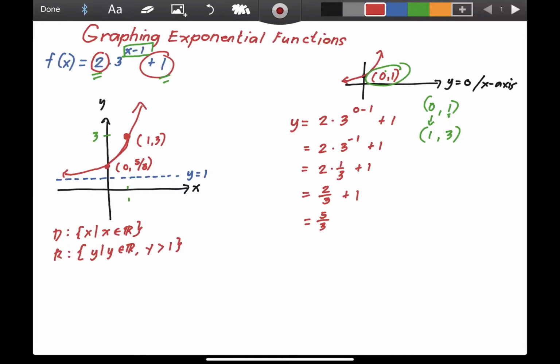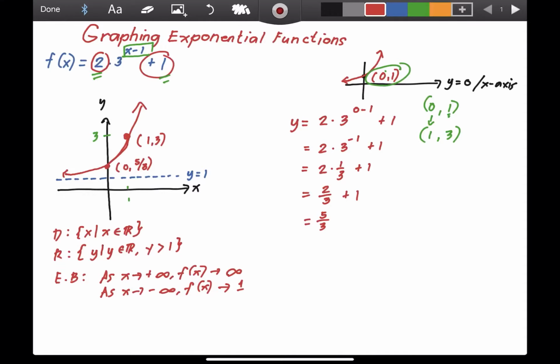As for the end behaviors, as x approaches positive infinity, the behavior of the graph is increasing, so f of x approaches infinity also. And as x approaches negative infinity, the graph is approaching, or f of x is approaching, positive 1.